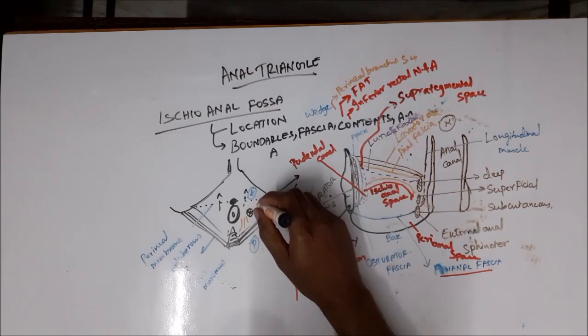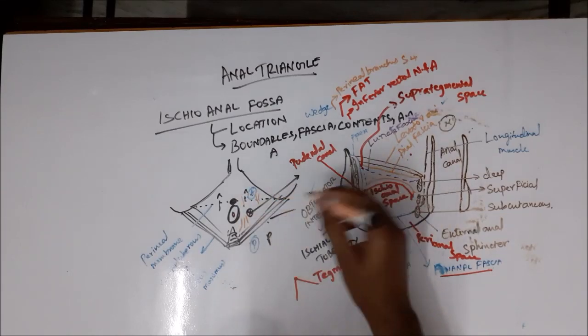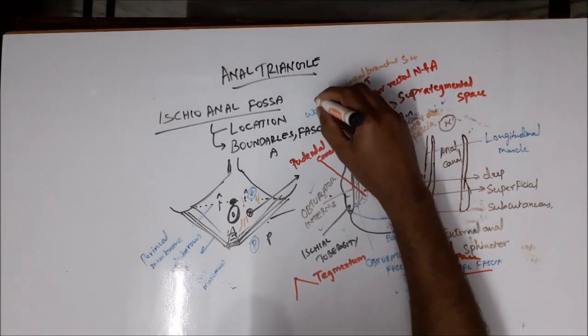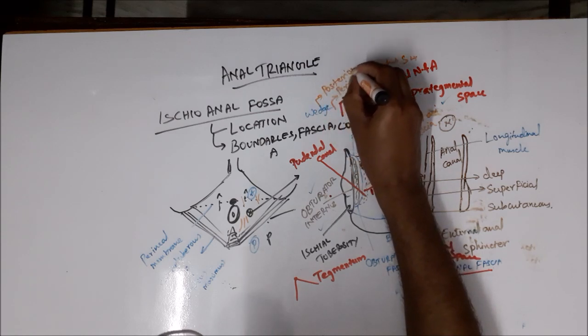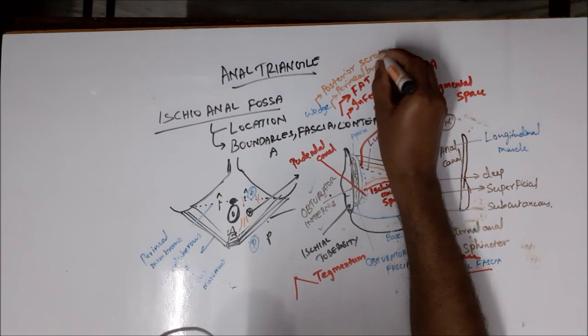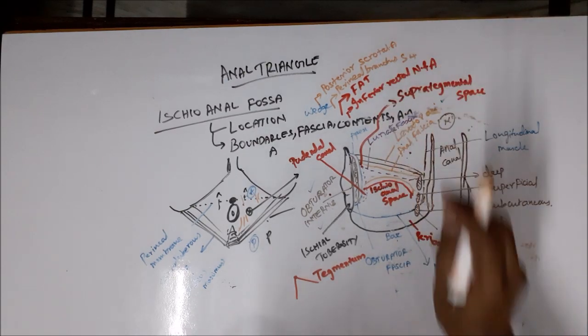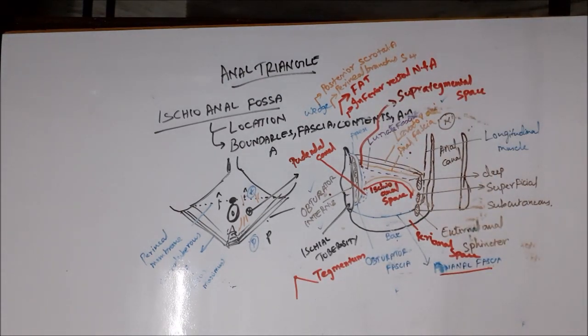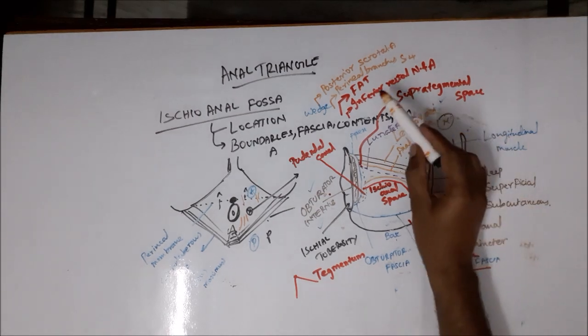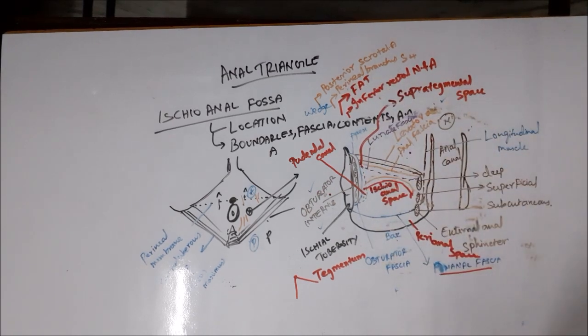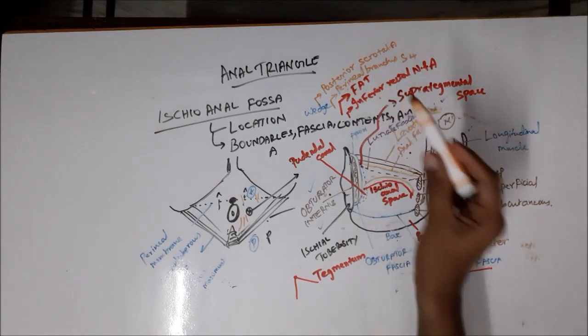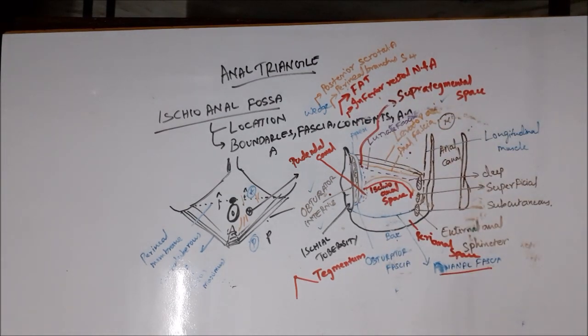Apart from that, a few branches will be going anteriorly. Those are the posterior scrotal arteries. So what are the contents? One major content is the fat, then the inferior rectal nerve and artery, then the perineal branches arising from S4, then the posterior scrotal arteries. Those are the contents of it.